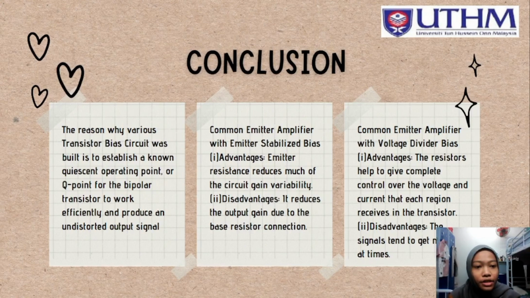Second is the common emitter amplifier with voltage divider bias. For advantage, the resistors give complete control over the voltage and current that is received in the resistor. Disadvantage is the signal tends to get mixed up at times.